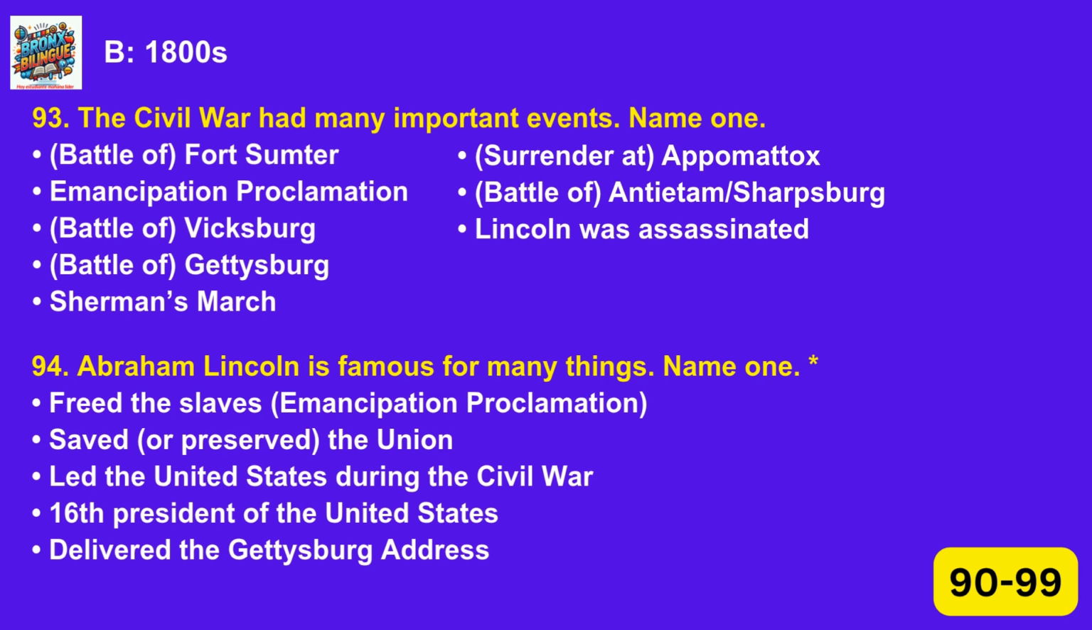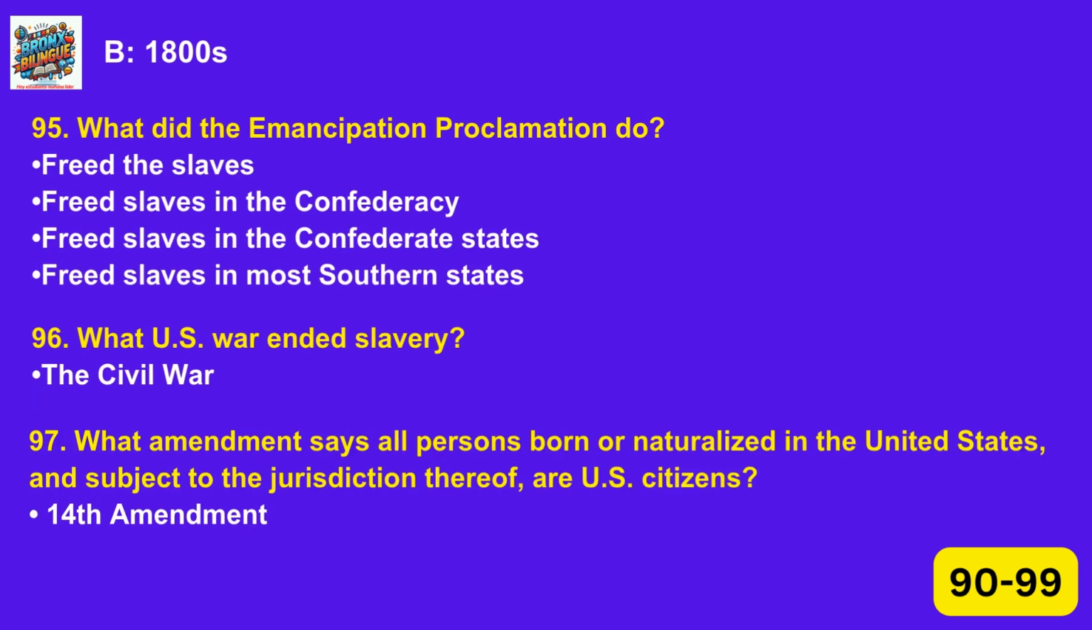Lincoln was assassinated. 94. Abraham Lincoln is famous for many things. Name one. Freed the slaves, saved the Union, led the United States during the Civil War, 16th President of the United States, delivered the Gettysburg Address. 95. What did the Emancipation Proclamation do? Freed the slaves. Freed slaves in the Confederacy. Freed slaves in the Confederate States. Freed slaves in most Southern states.